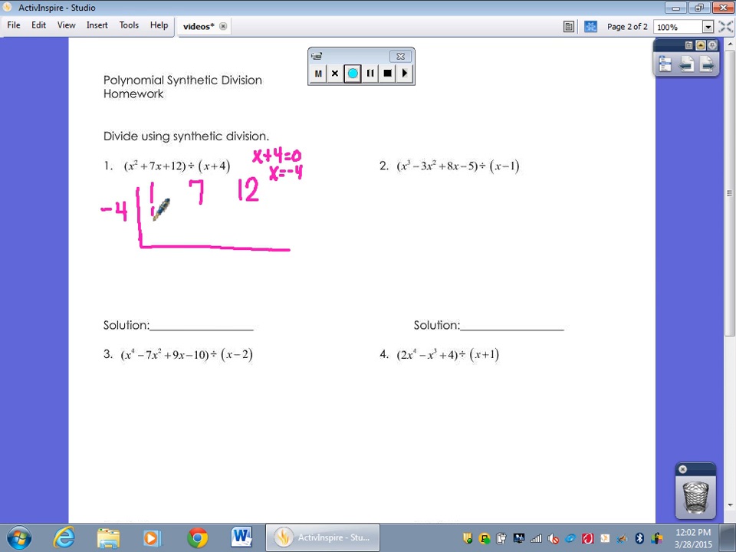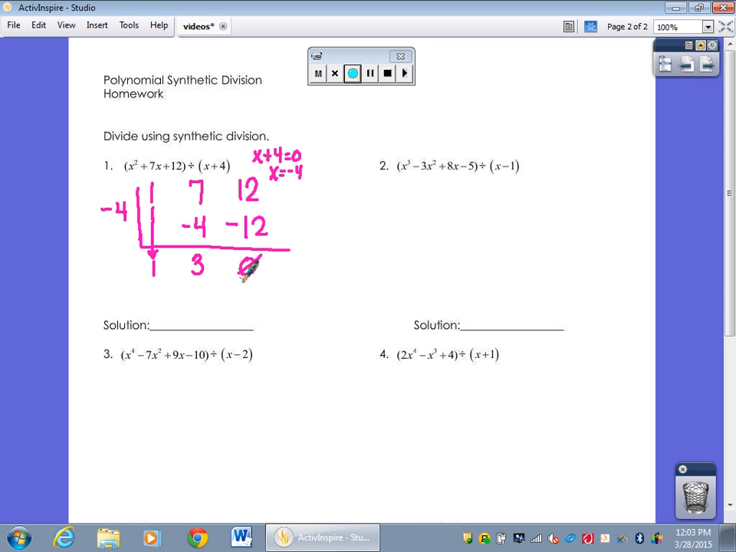Now, you bring the very first one down, so that 1 is going to come underneath the bar, and you're going to multiply by the outside. So negative 4 times 1 is negative 4, and you're going to write the answer on the inside. Then you're going to add. You add these two numbers together, that's 7 minus 4, which is a 3, and you put the answer on the outside, and work the same process again. You're going to do 3 times negative 4, which is negative 12, and then you're going to add, okay? And that gives you 0.